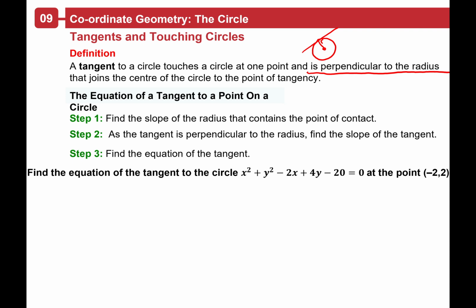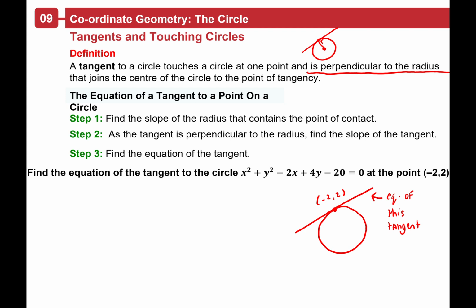So we're asked to find the equation of the tangent to the circle x squared plus y squared minus 2x plus 4y minus 20 equals 0 at the point of minus 2, 2. So we have a circle and we have a tangent at the point of minus 2, 2. You are looking for the equation of this tangent.